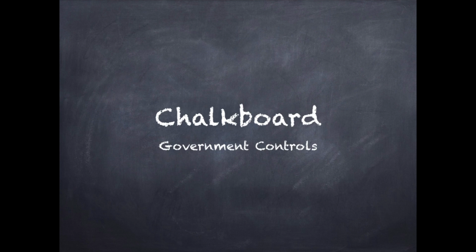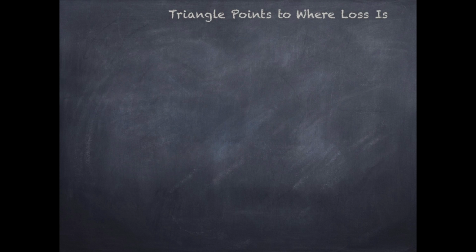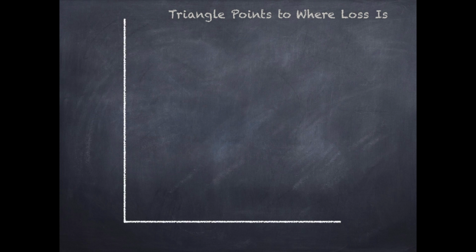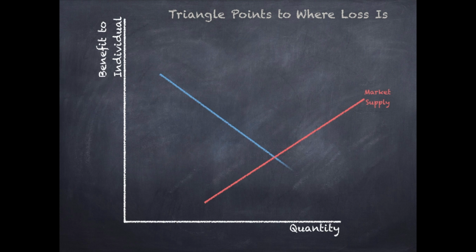Okay, now we're going to be looking at some of the government controls. So we're going to pull this up, and the thing I'm going to need you to remember, the triangle is going to be pointing to where the loss is, okay? So we're going to throw up our graph again. We're going to have our benefits to the individual on one side and the quantity on the other side. We're going to throw up our market supply and the marginal social benefit, which is, again, just our demand for this one, right? So you have that point right there, which is your market price. But what's going to happen is that in this case, this is a negative externality, so something like pollution would be a good example for this, right?